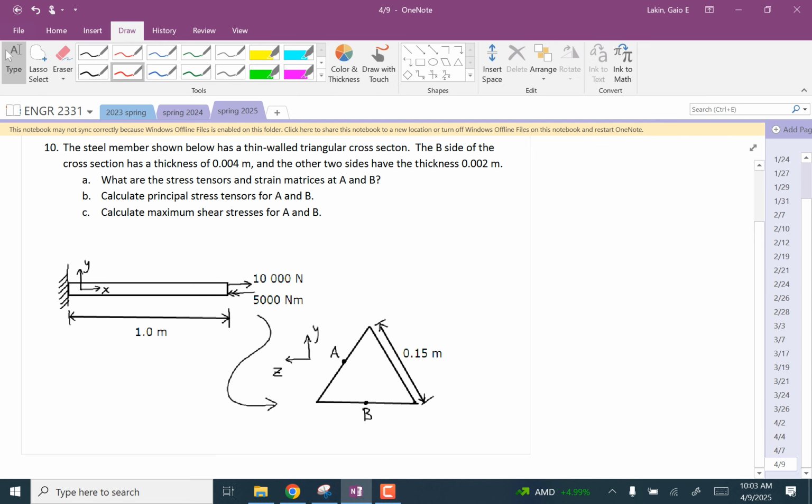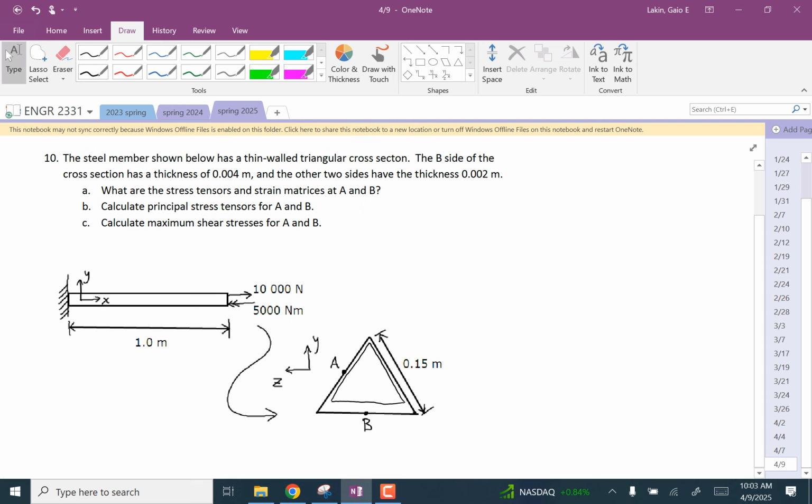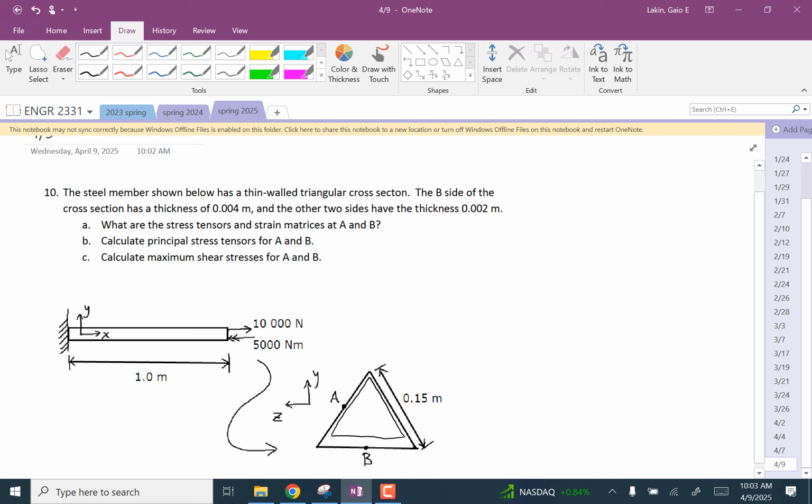So this kind of looks like, let's see, the B side has a thickness of 0.004 and the other two are 0.002. So these thicknesses are obviously exaggerated, but it's something like that. And so I calculated the median area.